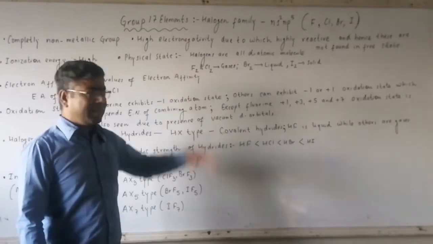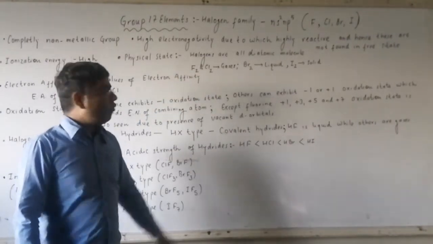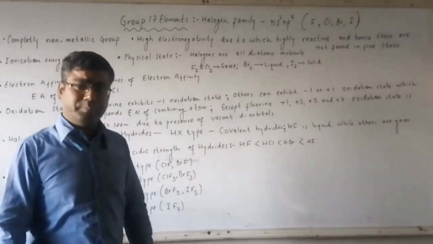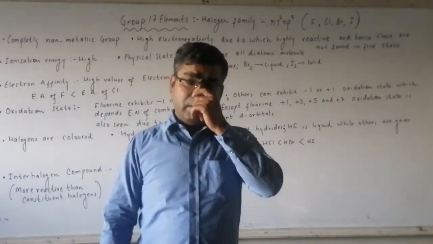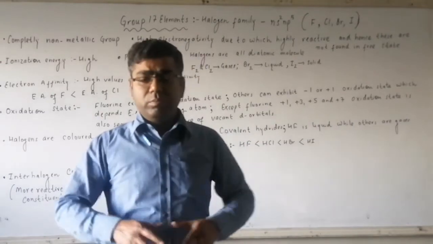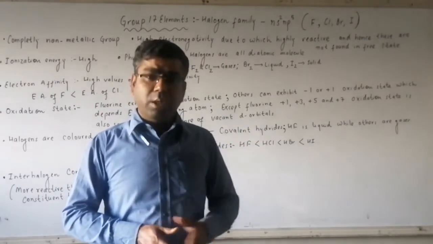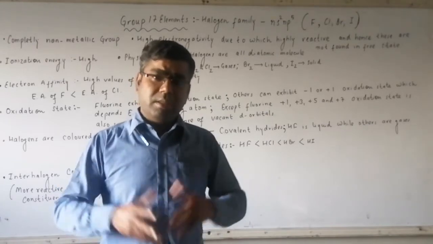F2 and Cl2 are gases, while Br2 is a liquid and iodine is a solid. The first 2 members, F2 and Cl2, are gases. Br2 is a liquid while iodine is a solid. Reason is very simple.